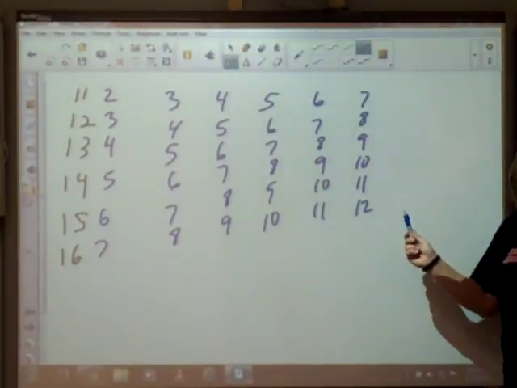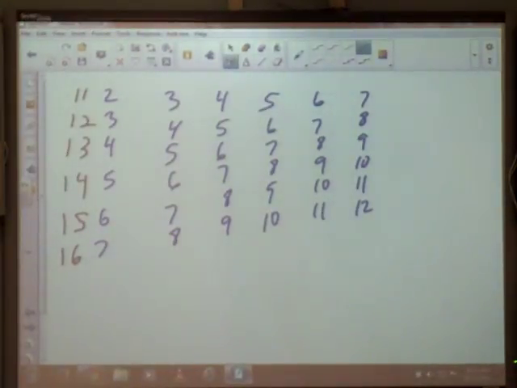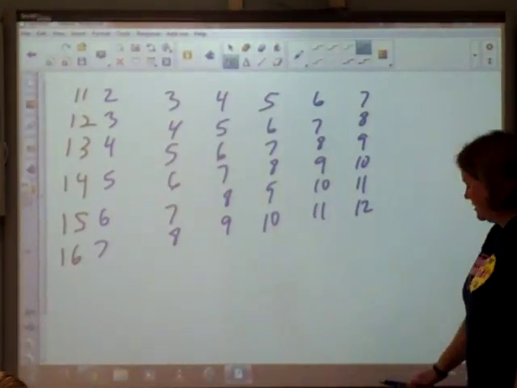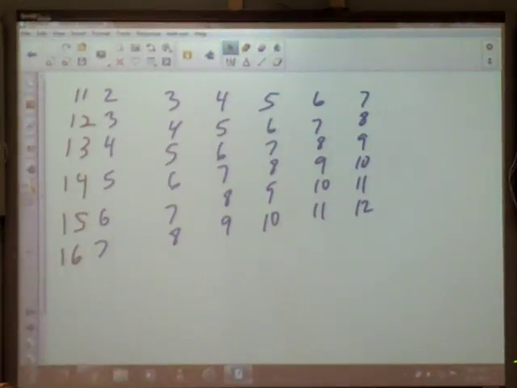Can you have a sum bigger than 12 when you roll 2 dice? No, because 6 is your highest, so 6 plus 6. Very good. So there's all our possible sums. Okay, so you've got that ready to look at. Now we're going to go from that to a table.